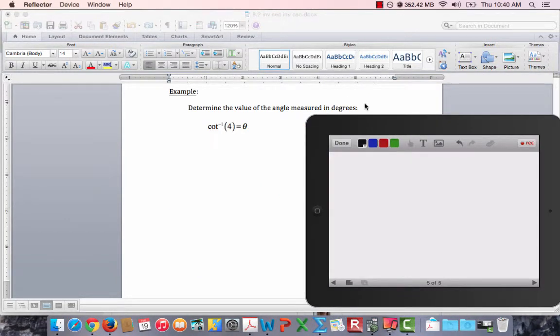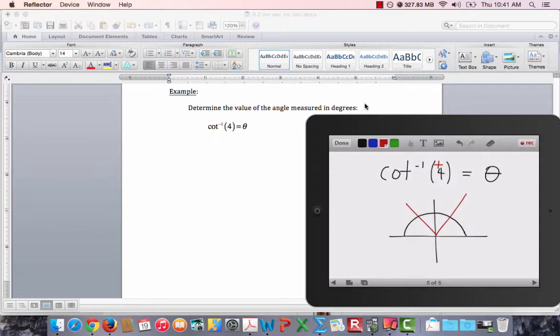So in this example, we're looking to determine the value of the angle, measured in degrees, where the inverse cotangent of 4 is equal to this angle. So the inverse cotangent of 4 is equal to some angle, and let's remember that the output angle possibilities for the inverse cotangent function are somewhere in the first or the second quadrant.